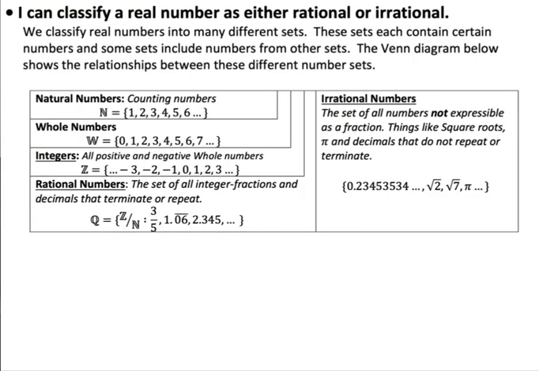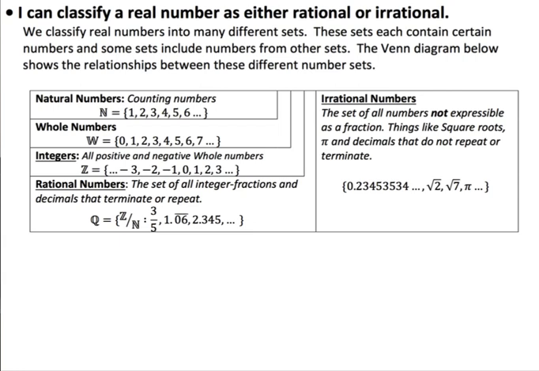So here's the set of real numbers, kind of in a Venn diagram form. We classify real numbers into many different sets. These sets each contain numbers, and some sets include numbers from other sets. The Venn diagram below shows the relationship between these different number sets.